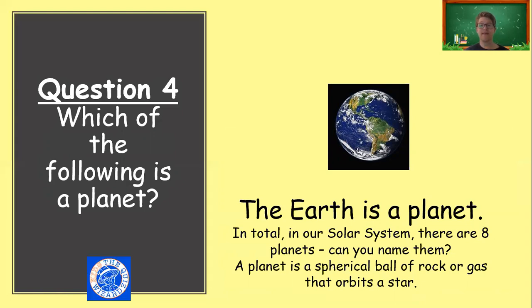So that means that the sun couldn't be a planet because it is a star and it can't orbit itself. And the moon is not a planet because it doesn't orbit the sun, it orbits the earth.